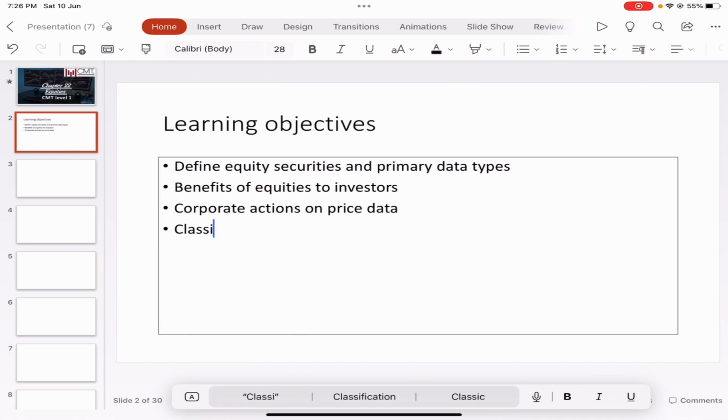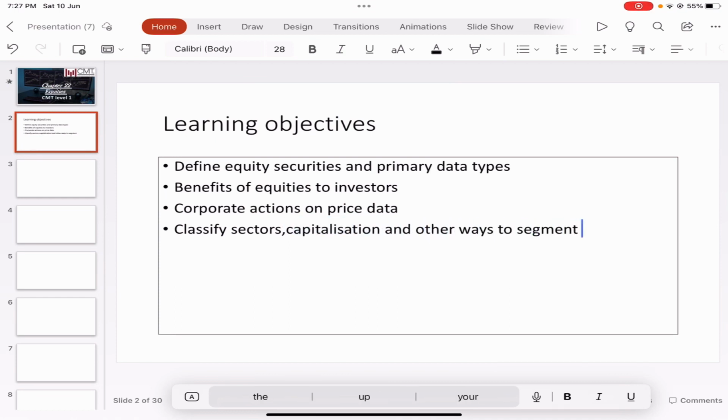And the last learning objective is classifying sectors, capitalization and other ways to segment. So how can you segment the market? You can segment the market on the basis of sectors. You can segment the equity market on the basis of market capitalization. There are various methods using which you can segment the market, right? That is also one thing we'll be discussing in this chapter.